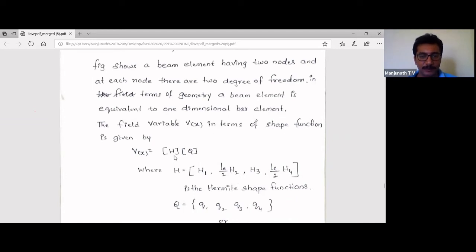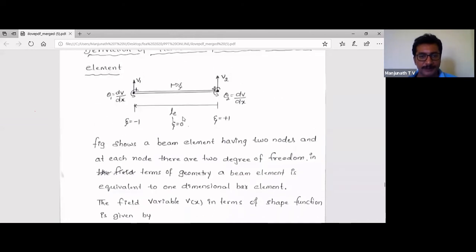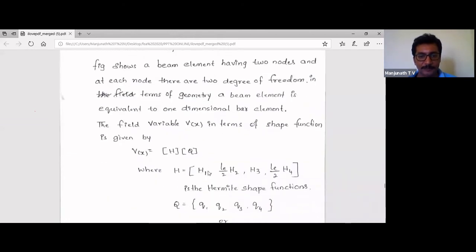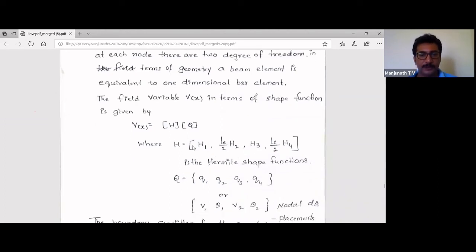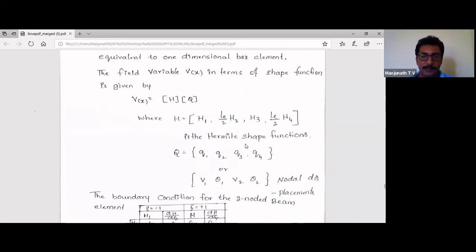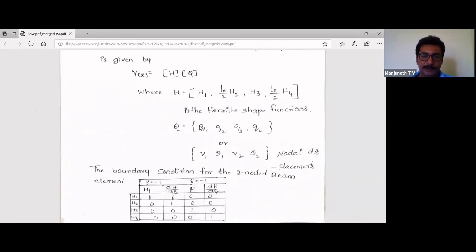At each node there will be two Hermite shape functions, h1 and h2. This element has two nodes, so there will be four Hermite shape functions: h1, h2, h3, h4. So a one-dimensional beam element having two nodes consists of four Hermite shape functions. The Hermite shape function h is equal to h1, comma, le by 2 h2, comma, h3, le by 2 h4. Those are the four Hermite shape functions. Then q is nothing but the displacement. This displacement you can also write in terms of v and theta.